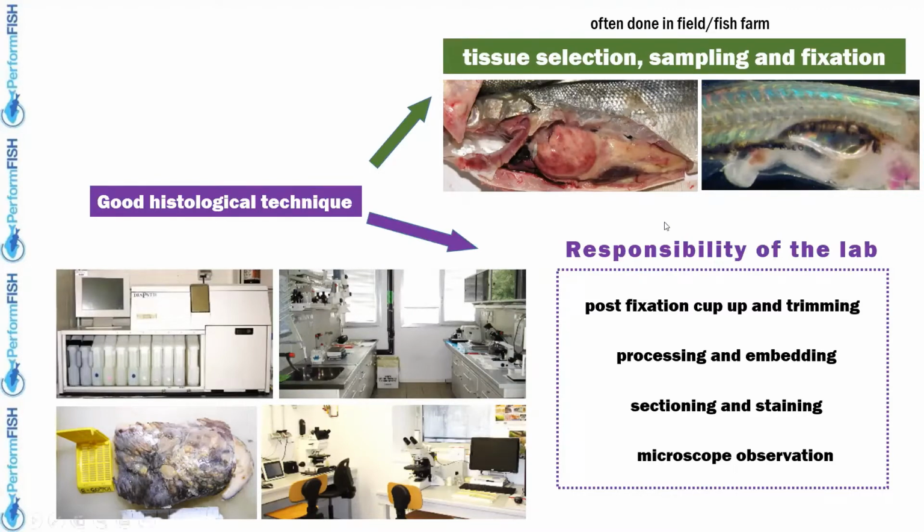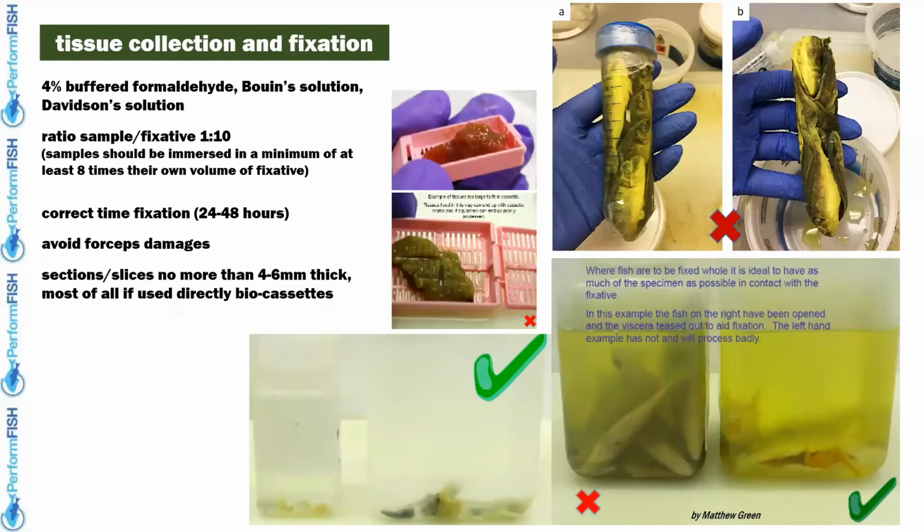And so post-fixation steps, such as trimming, processing, embedding, sectioning, and staining in general, are done in a histological lab, of course. For example, the PerformFish partner wrote a sampling manual. The title is Juvenile Quality and Growth Potential and Standard Operating Procedures for Sampling and Data Recording.